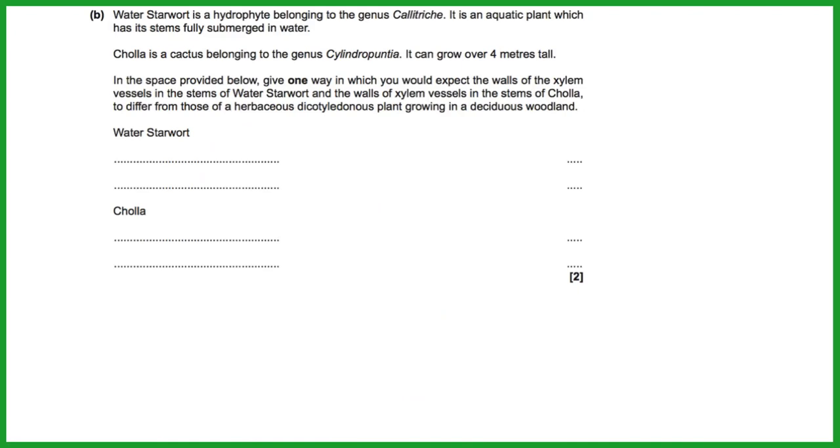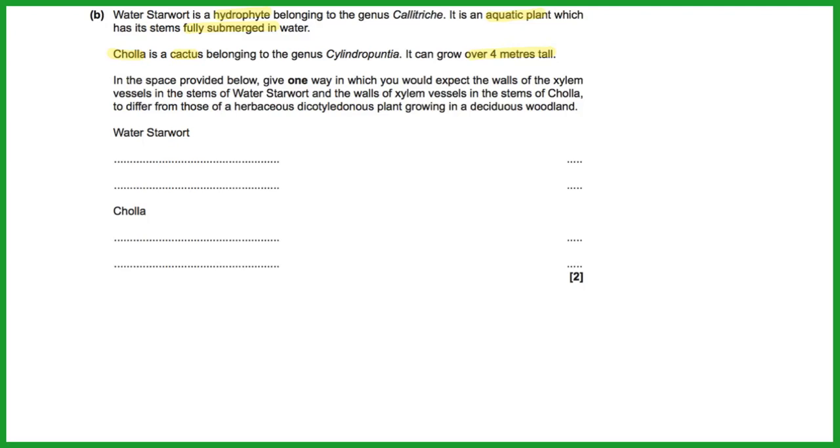So water starwort is a hydrophyte belonging to the genus Callitriche. Goodness knows how you pronounce that. It's an aquatic plant which has its stems fully submerged in water. Now cholla is a cactus and it can grow over 4 meters tall. So they've given you an example of a hydrophyte and a xerophyte. So hydrophytes are adapted for life in water, and xerophytes are adapted for conditions where water is a very scarce resource. Also, they've told you that the cactus grows to over 4 meters tall.